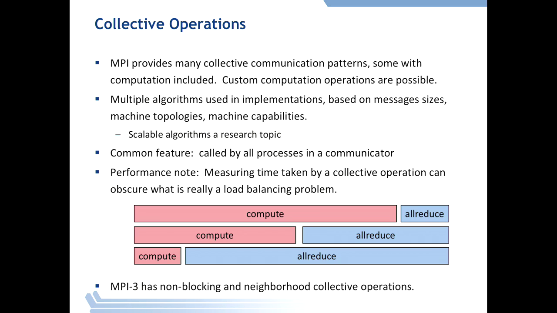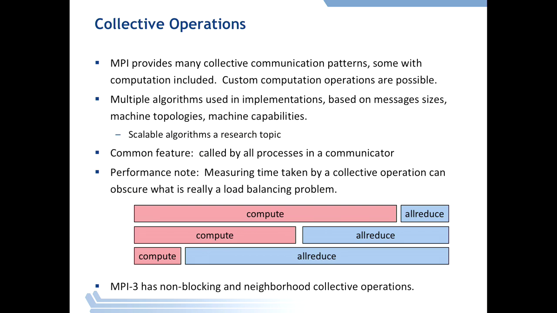Something worth noting for people who measure performance is that measuring the performance of collective operations has a pitfall in it. If you're measuring the time of a collective operation, sometimes that can obscure what's really not slowness on the part of the collective operation, but a load balancing problem in the computation. So suppose you do a computation on 3 nodes, and then you do an all reduce.